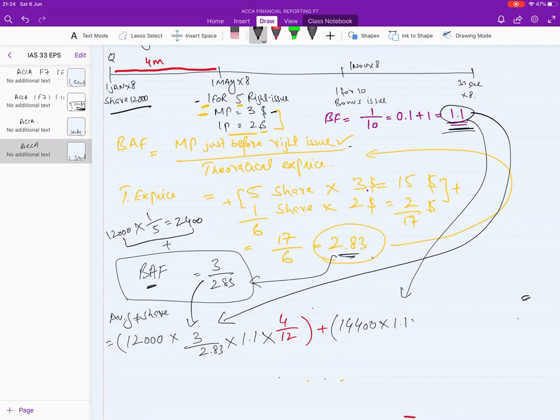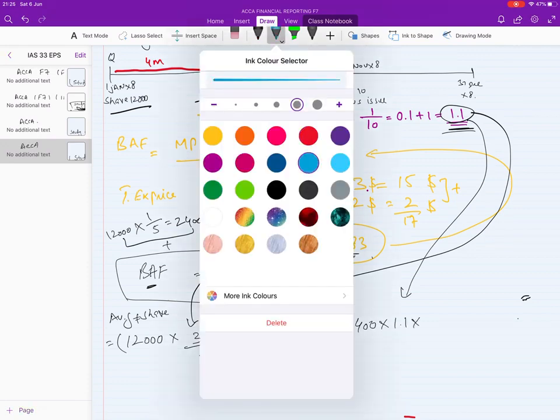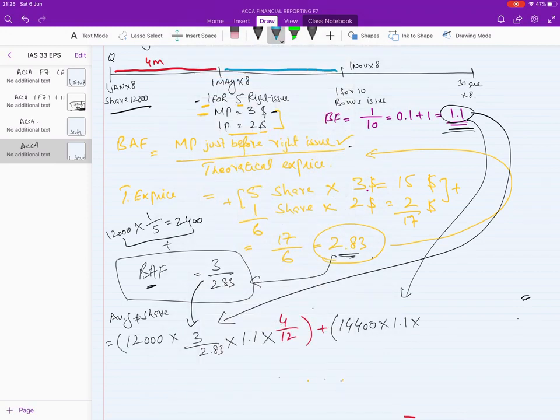Okay, and how many months are these outstanding? These 14,400 shares were outstanding from here till here. It means May, June, July, August, September, October. It means 6 months. Take effect for 6 months here.